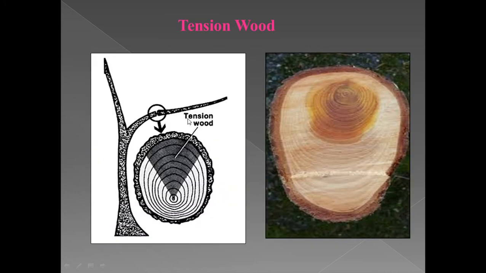So this figure shows that in any branch of a plant, the upper side of the heartwood contains more cellulose, and any plant part or branch that is under tension is pulling towards the affecting force.